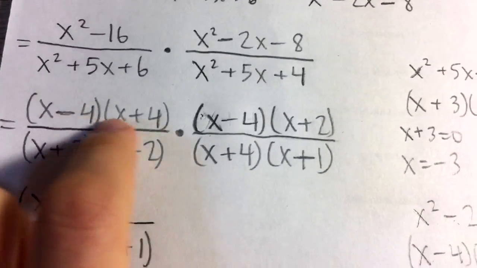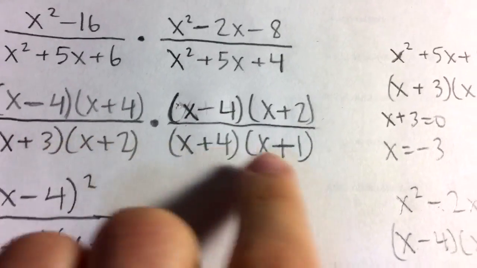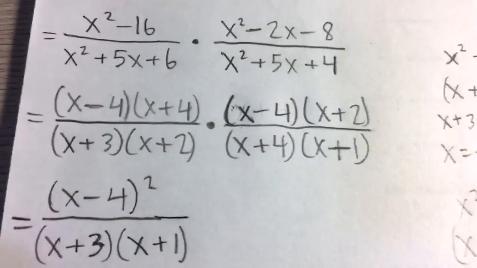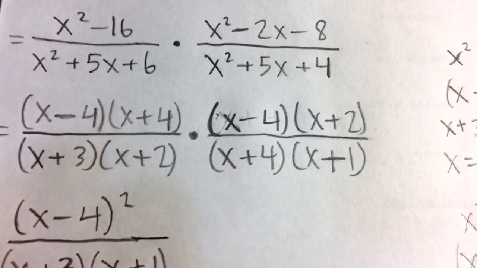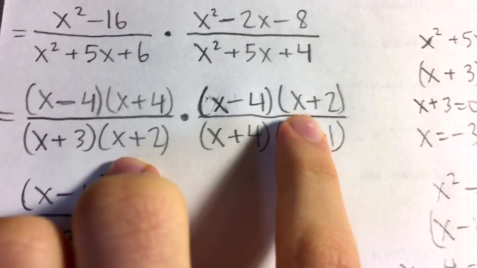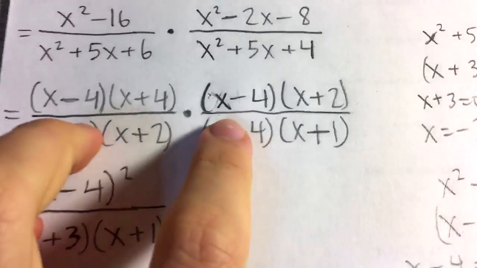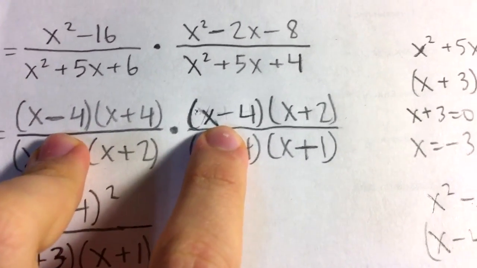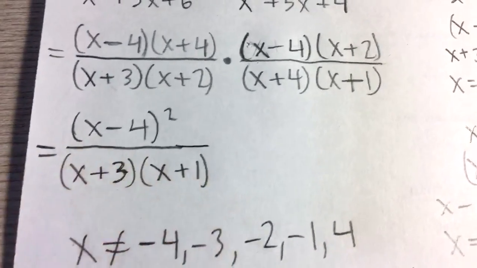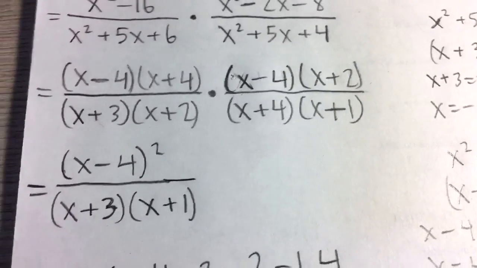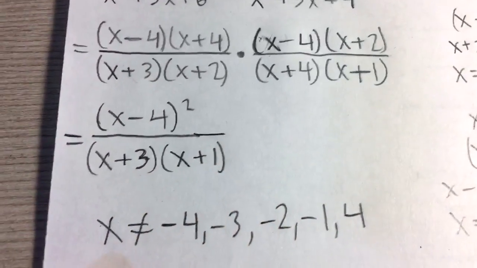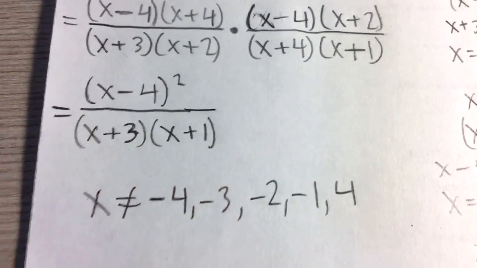And so now we have all of these factors in the numerator, all of these factors in the denominator. So we can start canceling out different factors. Here you can see we have x plus 4 in the numerator and denominator, so those two cancel out. We also have x plus 2 in the numerator and denominator, so those cancel out as well. In the numerator, we have two x minus 4 factors, and we can just bring them down and write it like that, or we can also write it as x minus 4 squared. And in the denominator, we have x plus 3 and x plus 1 left, so we bring those down as well. So this is our final expression.